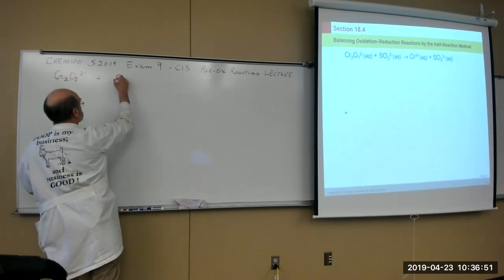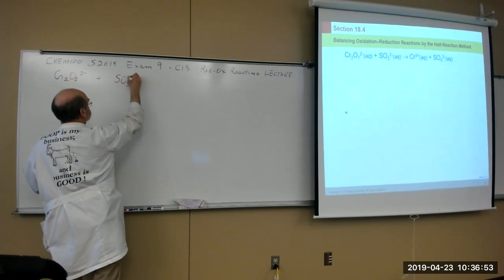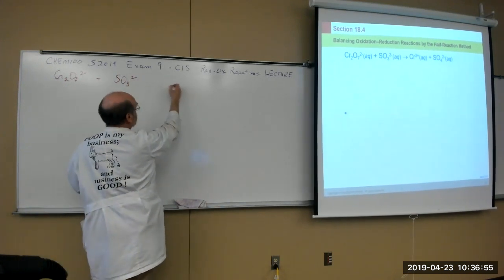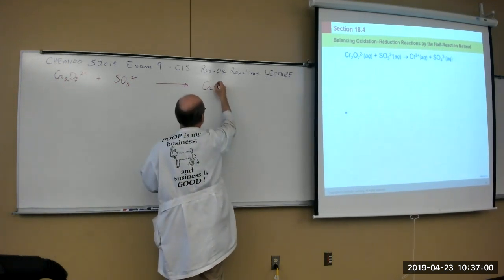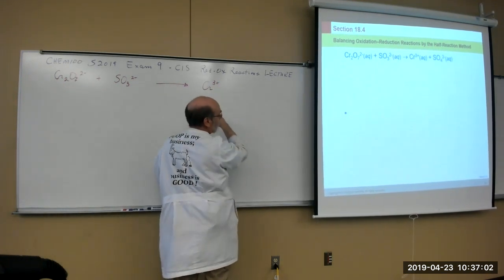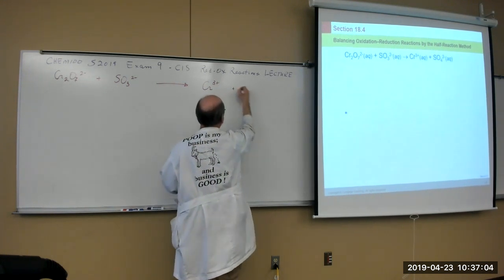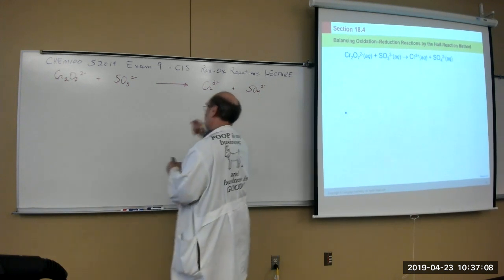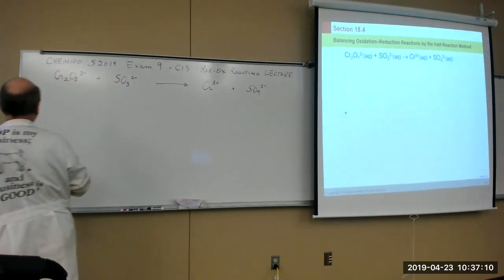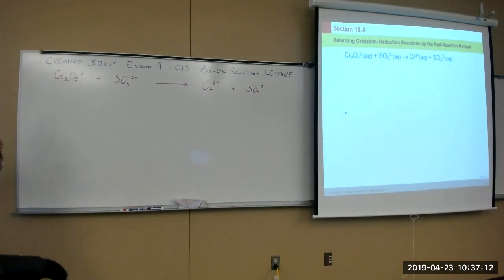Then we have the sulfite. And then the products are the chromium 3+ ion and the sulfate ion. Okay. First thing we have to do is decide which one's oxidized, which one's reduced.